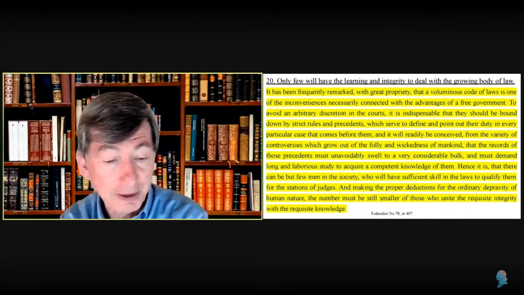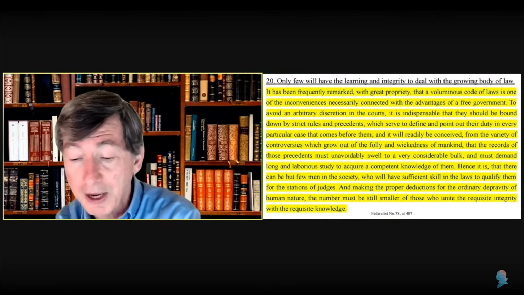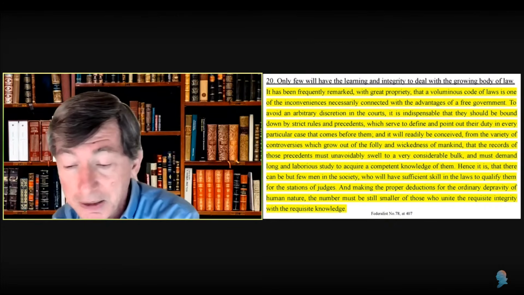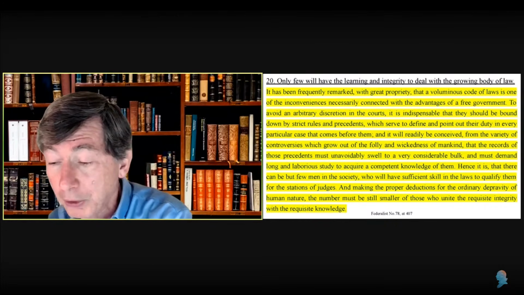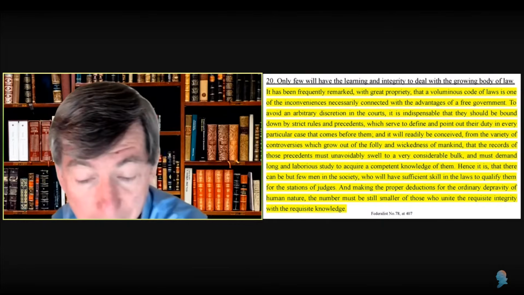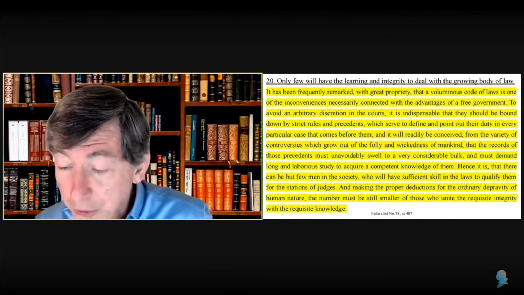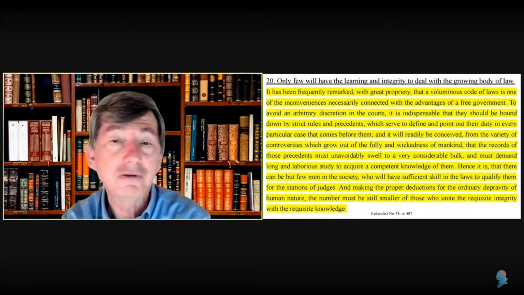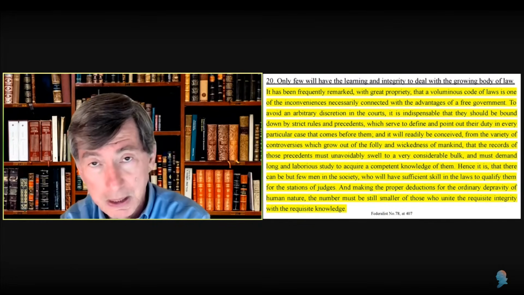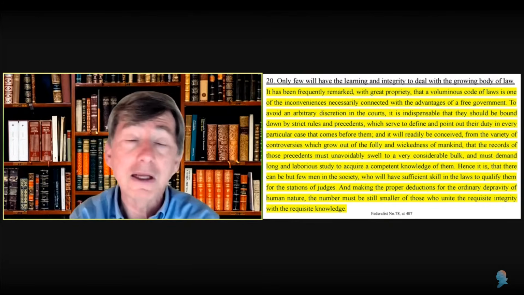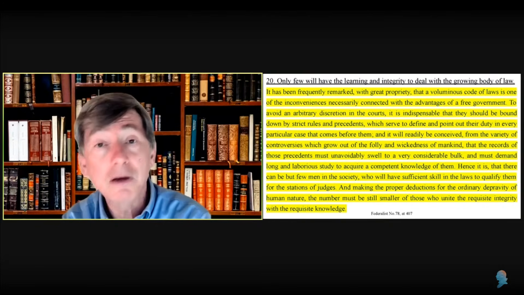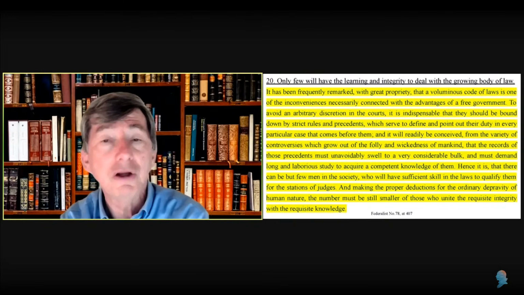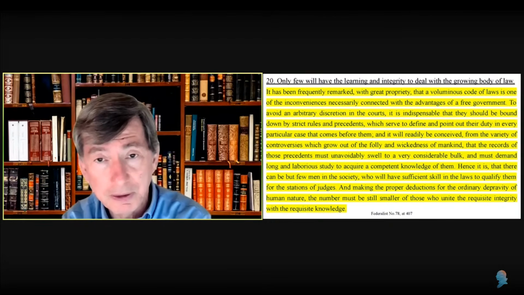So, hence it is that there can be but a few men in the society will have sufficient skill in the laws to qualify them for the station of judges. And making the proper deductions for the ordinary depravity of human nature, the number must be still smaller of those who unite the requisite integrity with the requisite knowledge. Moreover, what Congress has shoveled onto the federal courts and what the federal courts have taken on themselves in terms of administering prisons and other state institutions has turned the judiciary into something it was never intended to be.